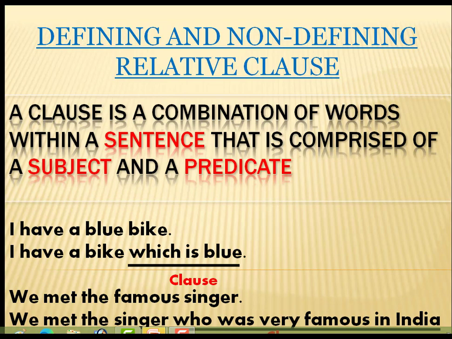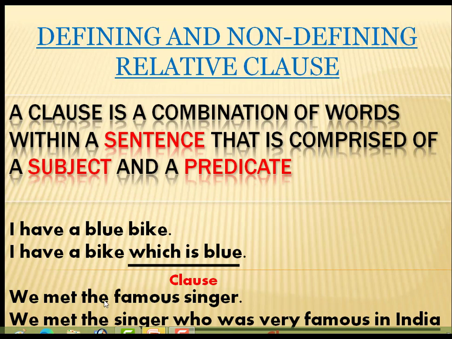Let us try to understand with examples. I have a blue bike, and this can also be written as I have a bike which is blue. This "which is blue" is considered a clause, and it is part of a sentence. It has a subject, that is "which", and the verb "is", and "blue" is the object. "Is plus blue" is considered the predicate. Subject plus predicate combination is there, and it is part of a sentence. So this part in this sentence is called a clause.